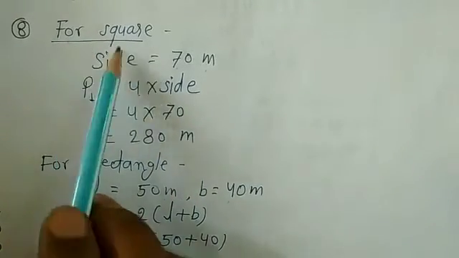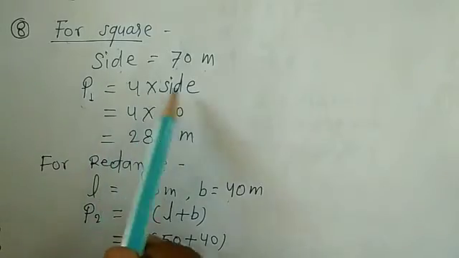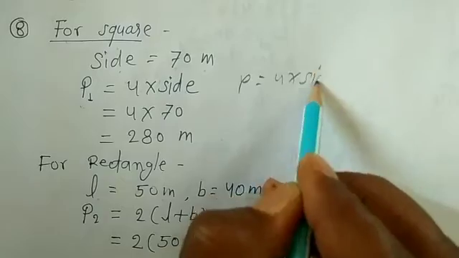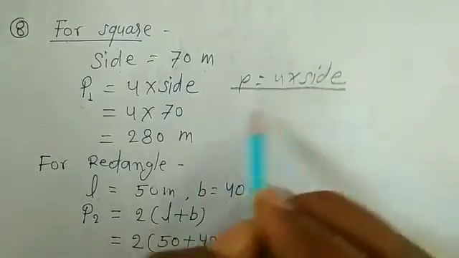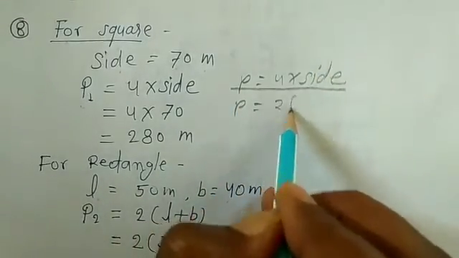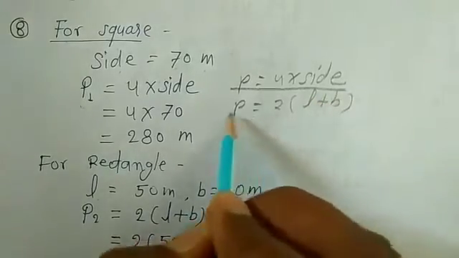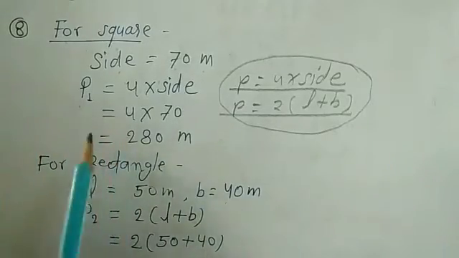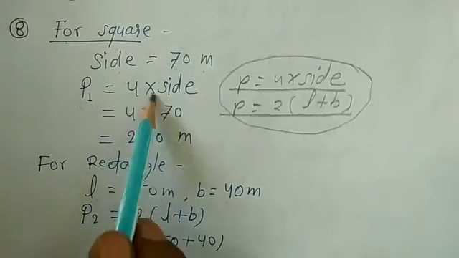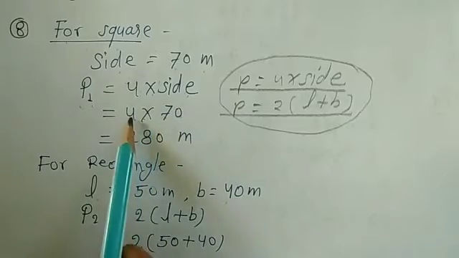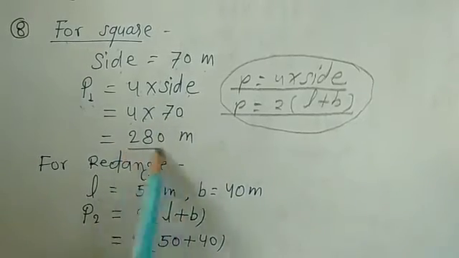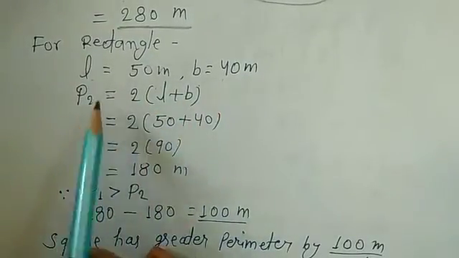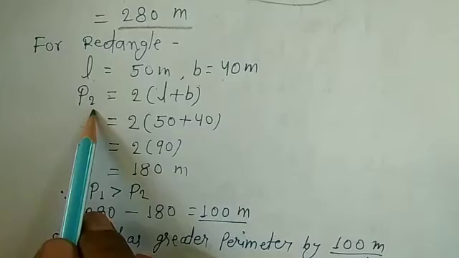First of all, we will find the perimeter of the square. Perimeter is 4 into side, because the perimeter of a square is 4 into side. This is the formula of perimeter of square. And perimeter of rectangle is 2 into L plus B, length plus breadth. These two formulas are used there. So perimeter of square is 4 into side, 4 into 70, then 7 fours are 28, 280 meter. This is the perimeter of square. Now for rectangle, length is 50, breadth is 40, so perimeter, this is P2 we consider.